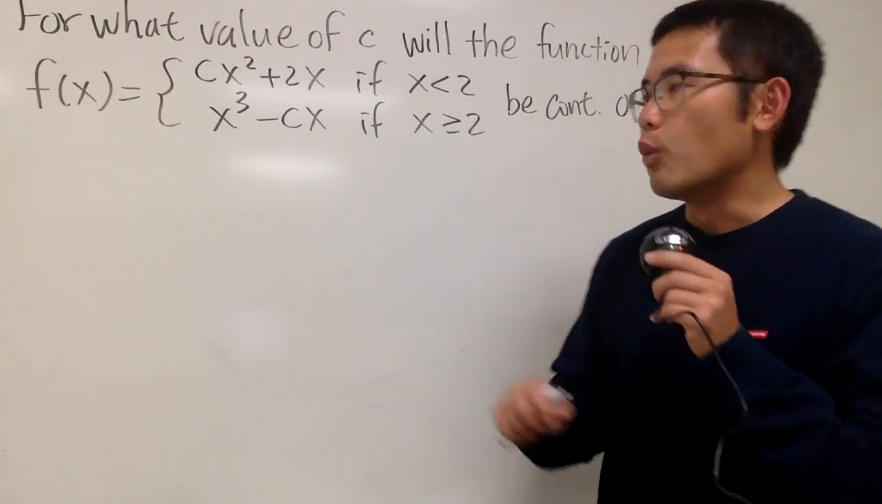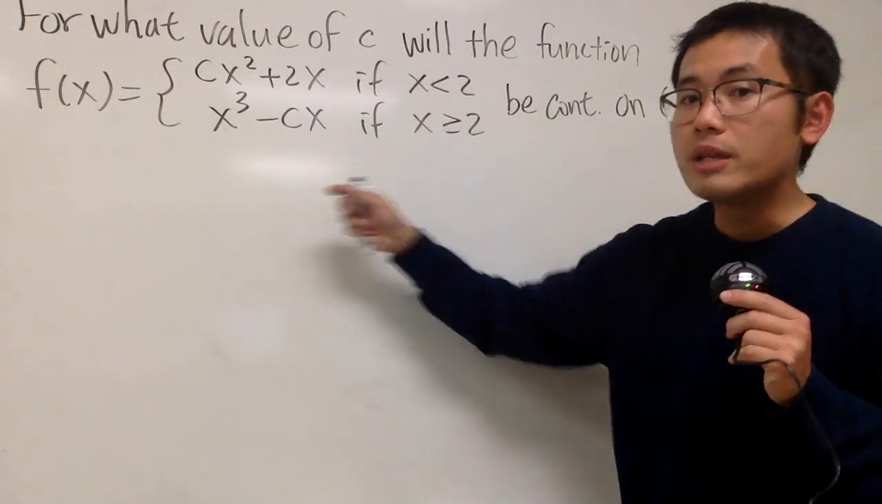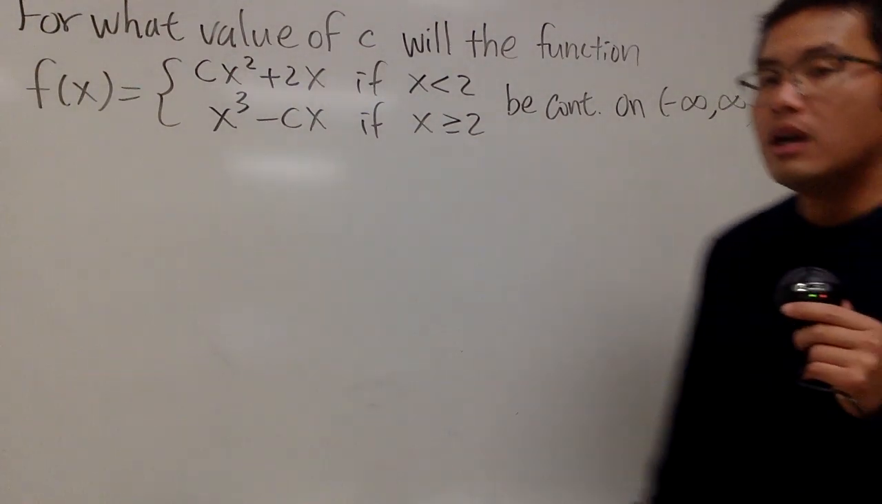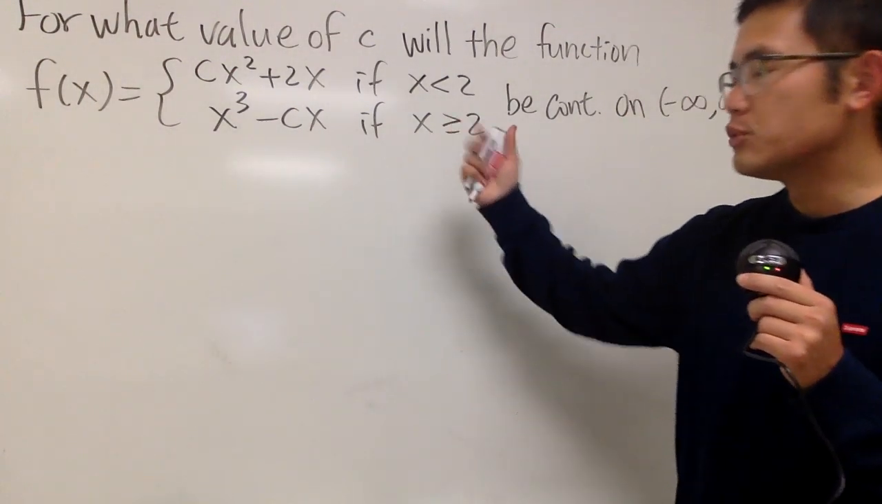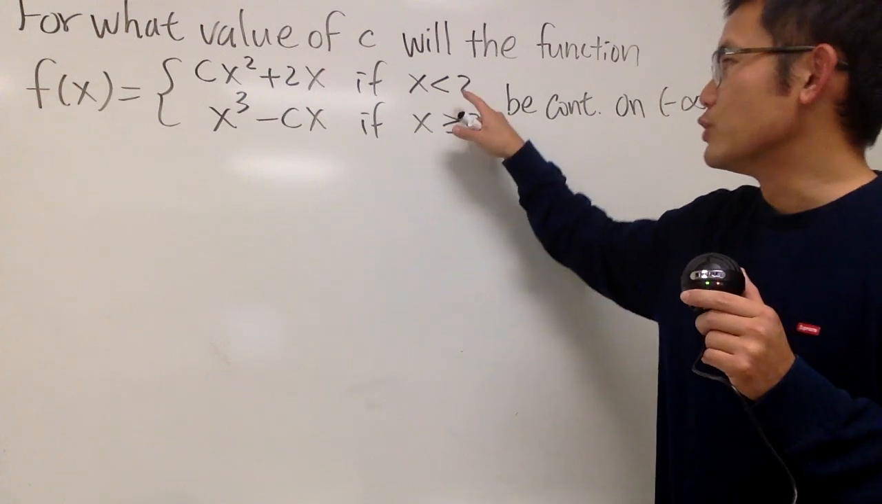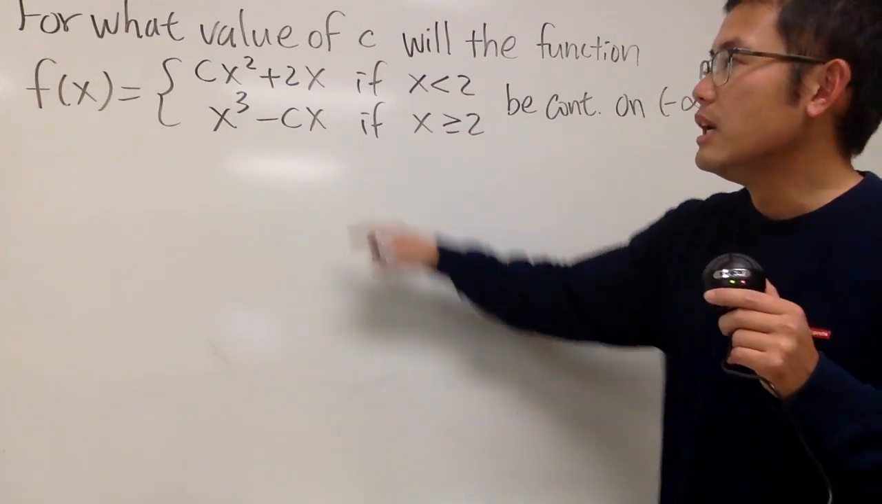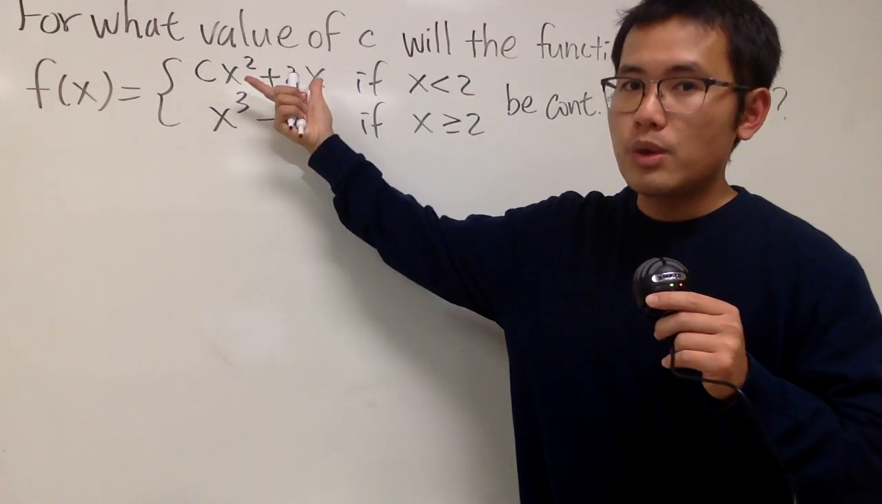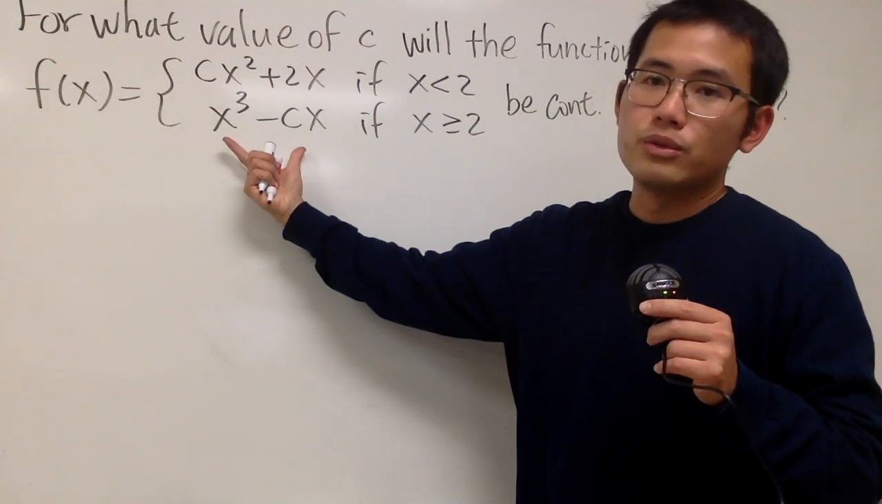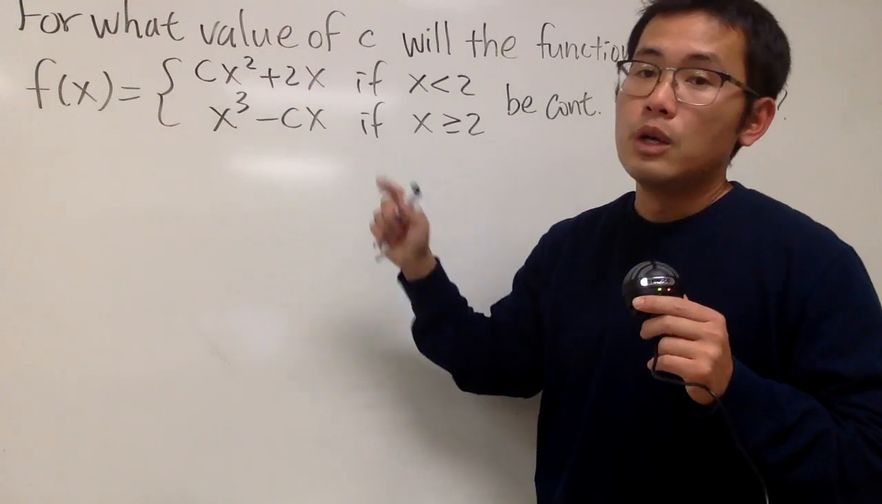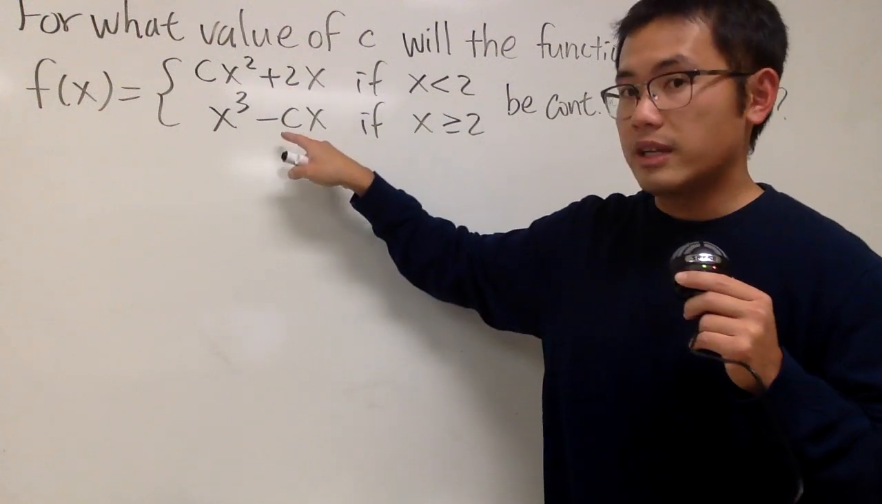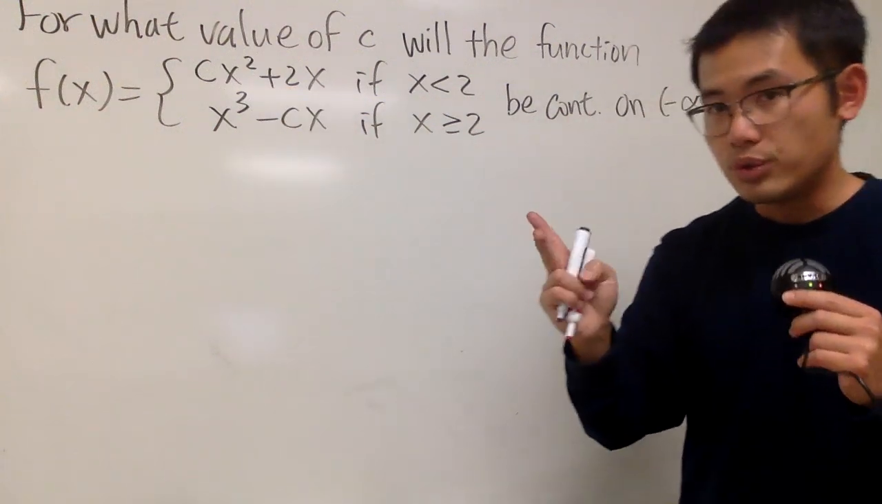Okay, we're going to find out for what value of c this piecewise function will be continuous everywhere. As we all know, whenever we have a piecewise function, most likely we just have to check the endpoint. Especially for this one, yes, it's always continuous regardless of what c is. Likewise, this is also just a polynomial. So we just need to make sure that this piece will connect with that piece when x is at 2.